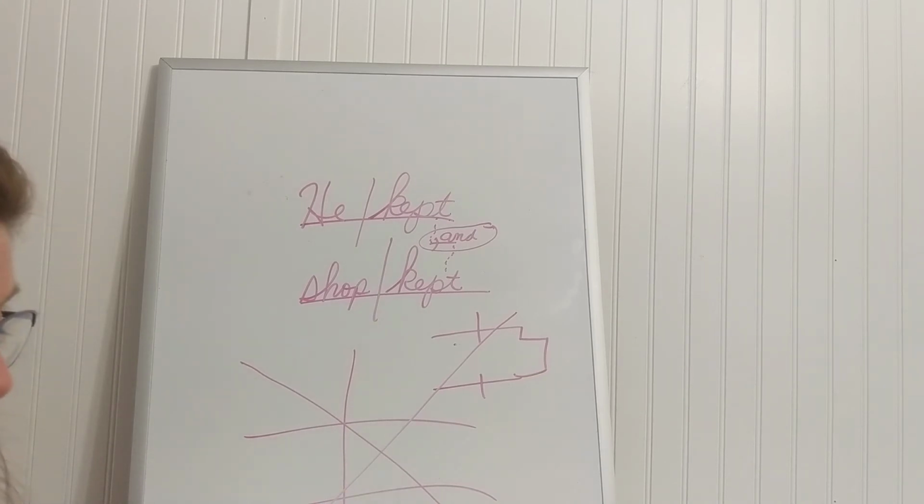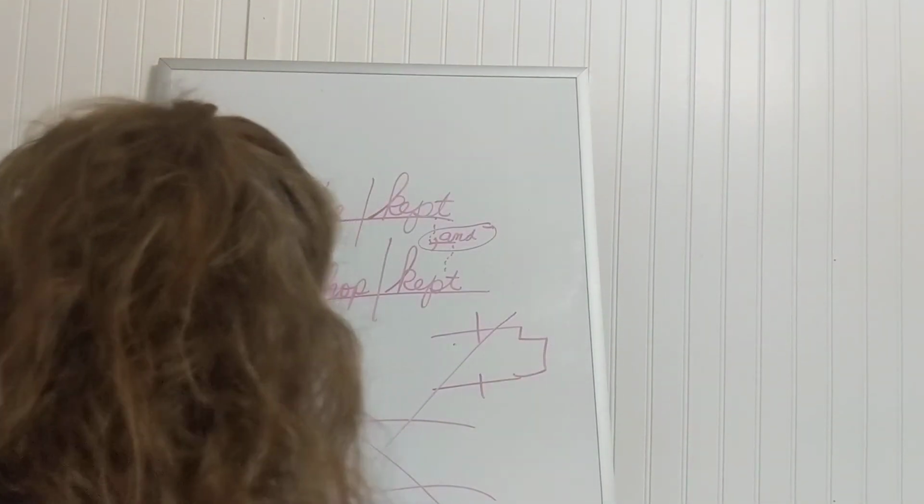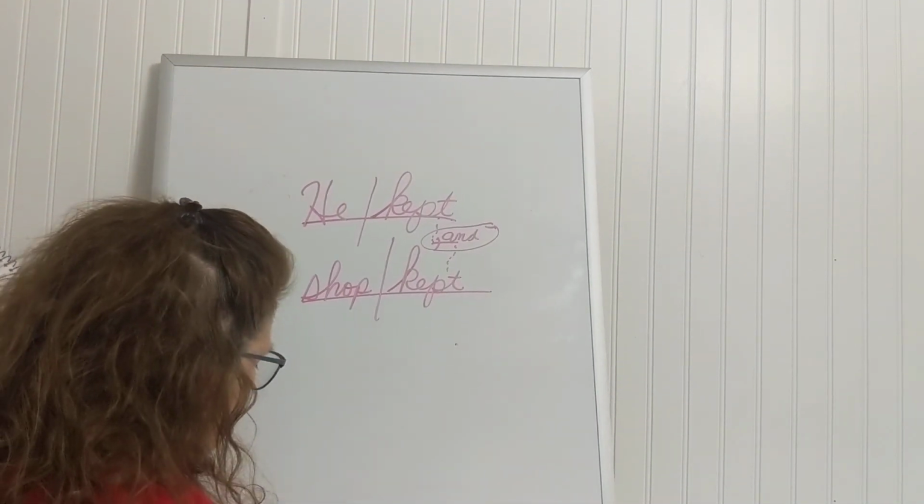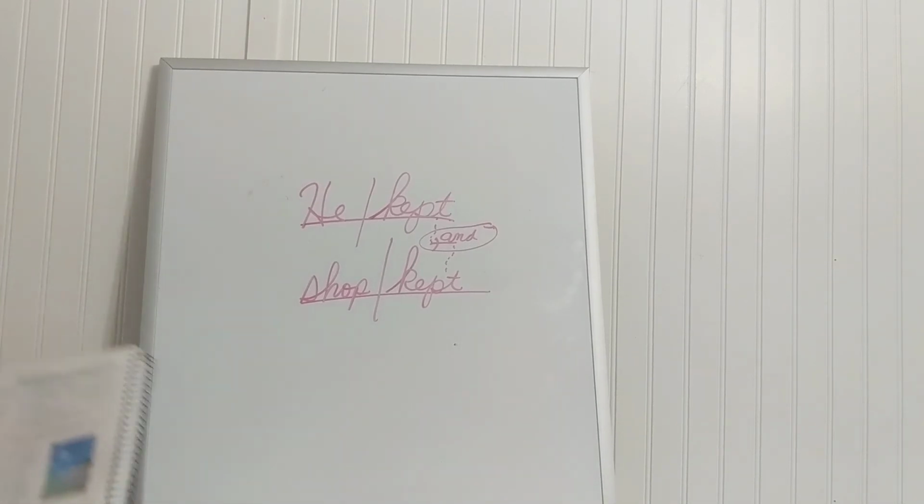All right, so let's look at number 3. He always tried his best. What is our verb in number 3? Tried. And who or what tried? He tried. Very good, and that is just a simple sentence.